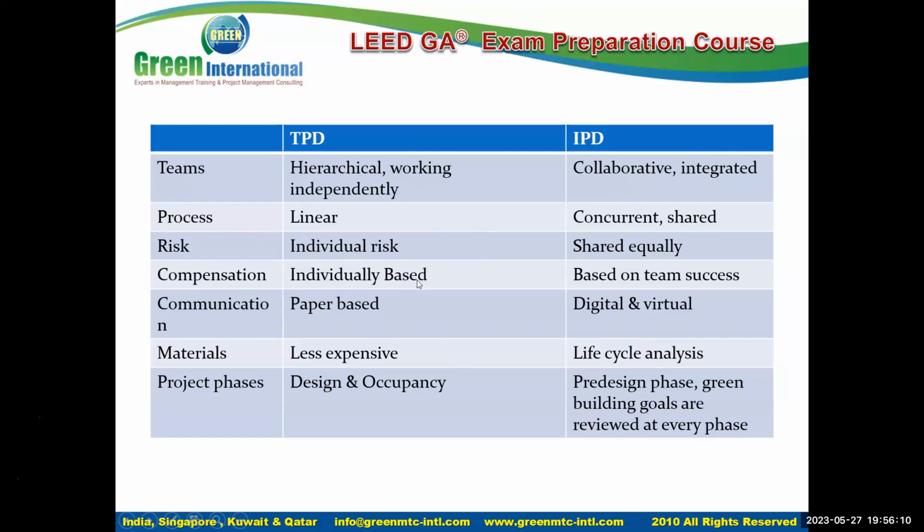The compensation is again individual based, as in if the painter does a good job, he gets paid. If the HVAC person has a minor issue, then we pay them a little less, etc. Whereas in the integrated method, all of them actually have equal incentives. So they work as a team to ensure that your building is a success, rather than looking at their own personal benefits. The communication is paper based, mostly in the traditional, and it's switched over to digital and virtual in the integrated one. The traditional method is less expensive since everybody is dealing in modules.